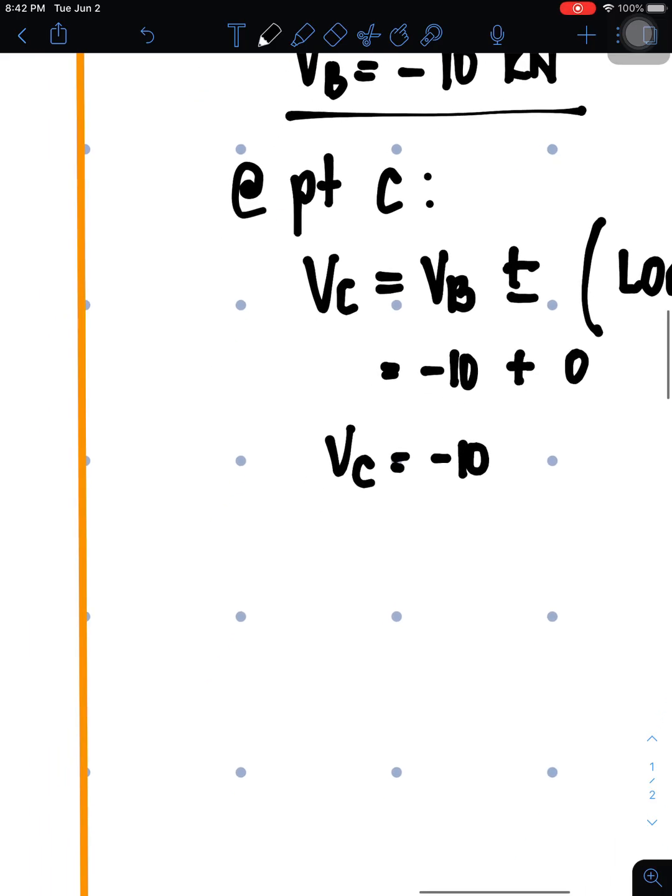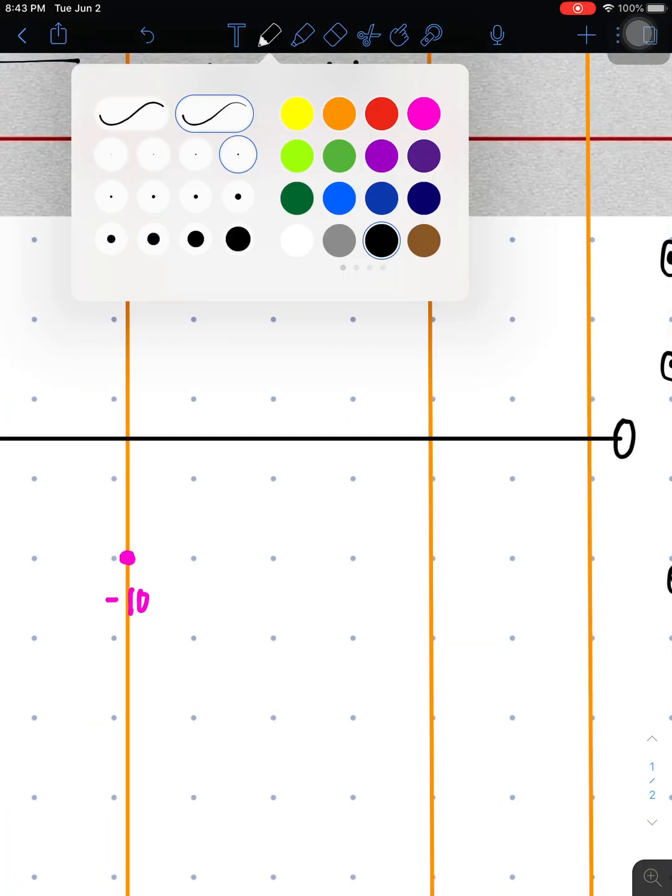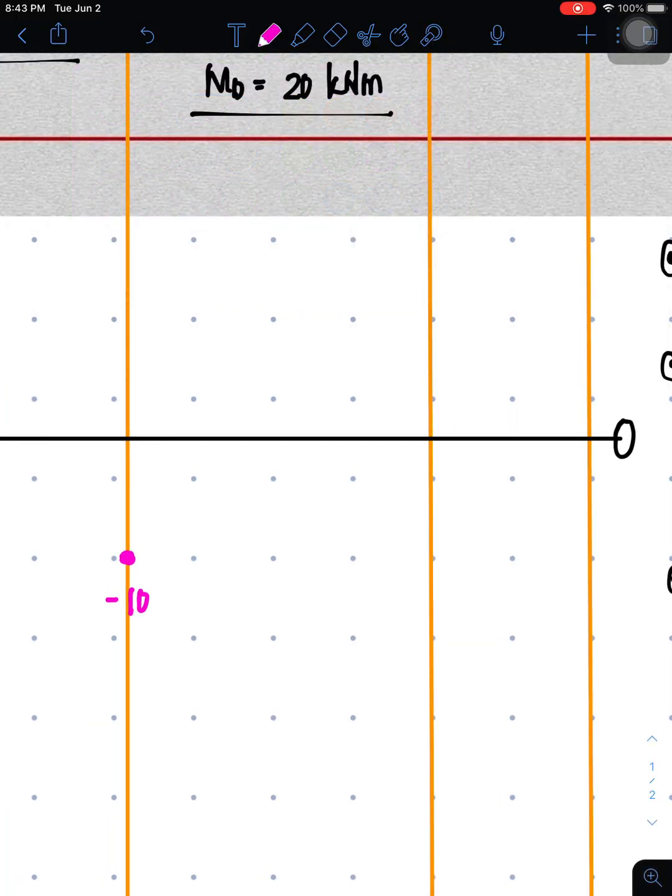Next, ato i-plot si negative 10 sa point C. I'll place here the negative 10. By the way, this is point C, no? So this is negative 10.